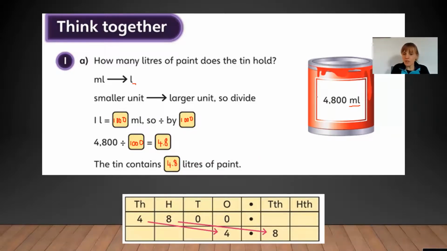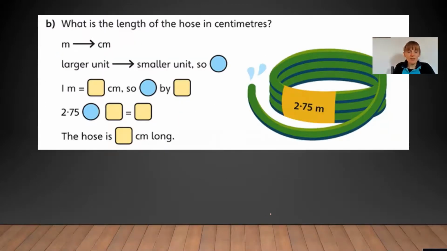So we started in our smaller units. Now to convert it into the larger unit of the litres, we've had to divide it by 1,000. Okay, so let's have a look at this one. We're starting this time at the larger unit of measure. So we've got 2.75 metres this time.